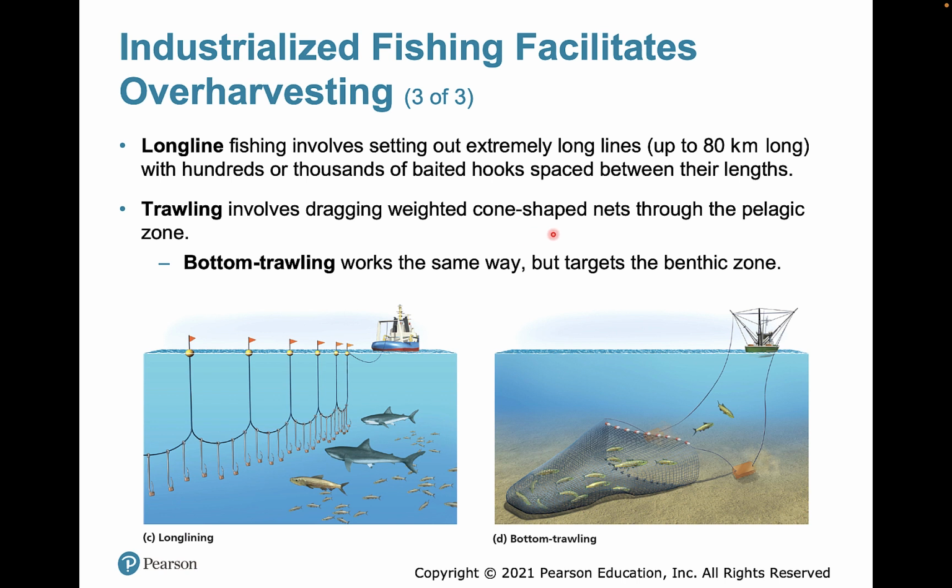And the other idea is trawling. So trawling, they take this weighted cone-shaped net and they drag it through what they call the pelagic zone. It's not the surface and it's not the bottom, it's in the middle. But sometimes, depending on what they're trying to get, they do bottom trawling. So they have these really heavy nets weighted down that get dragged across the bottom to catch bottom-dwelling species or benthic species.